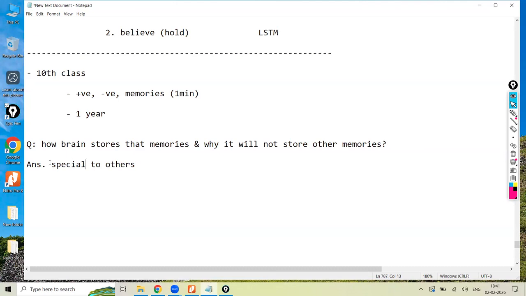Now, how does the brain know it is special? That is the second question now. For example, assume today is your birthday, and in the class we have celebrated in a grand way. When you entered the class, everything was balloons, your friends gave you a surprise, and you completely enjoyed. At night also you did a party, went to the pub, and it was the best party of your entire lifetime. Assume this. Are you going to remember it for your entire lifetime? Yes or no? How does the brain know this?